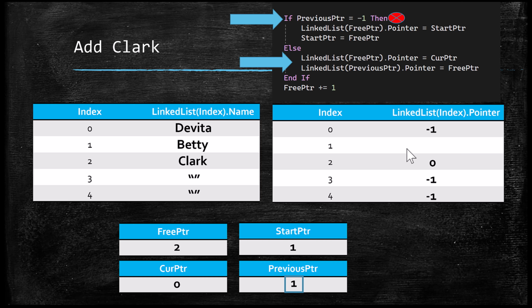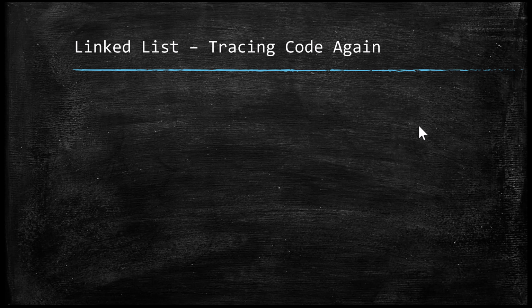And Betty's pointer, and when we look at the second line here in this else statement, what are we putting in there? We're putting our free pointer. So now when it starts at Betty, Betty will point to index 2, which is Clark. Clark points to Davida, which is index 0. Davida points to -1, showing it is the end of our linked list.